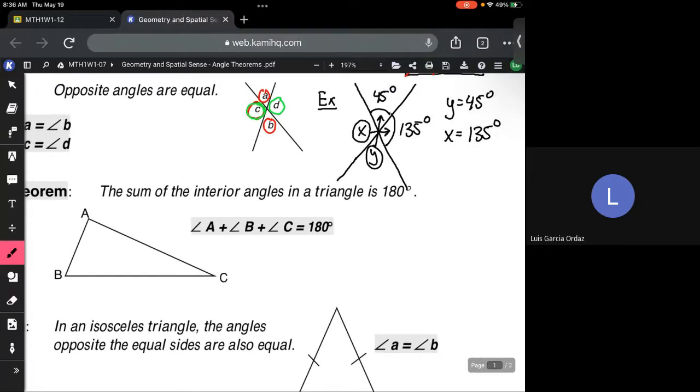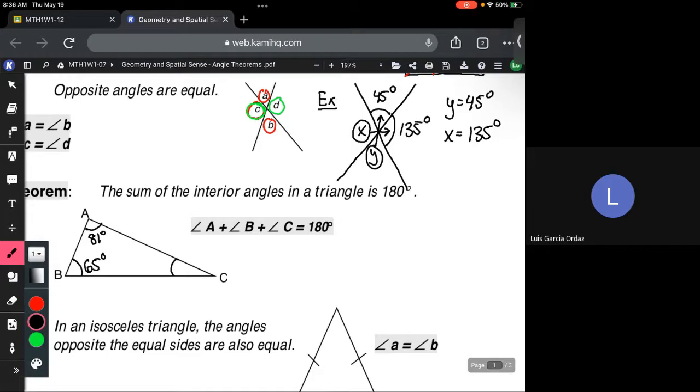So we know that the sum of interior angles is 180. So all those angles have to add up to 180. So let's say angle B is 65 degrees, and angle A is 81. How do I find angle C?